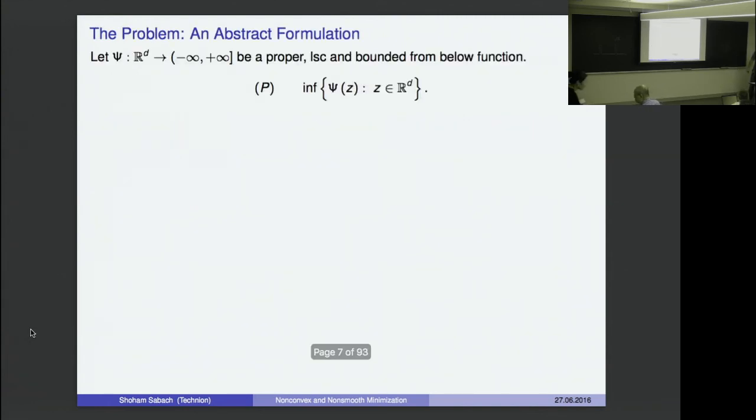So let's start with a very basic problem of minimizing a proper and lower semi-continuous function psi, which is bounded from below. Sorry. They are recording the video, so it's better that you put it on. Otherwise, they can't catch the sound.